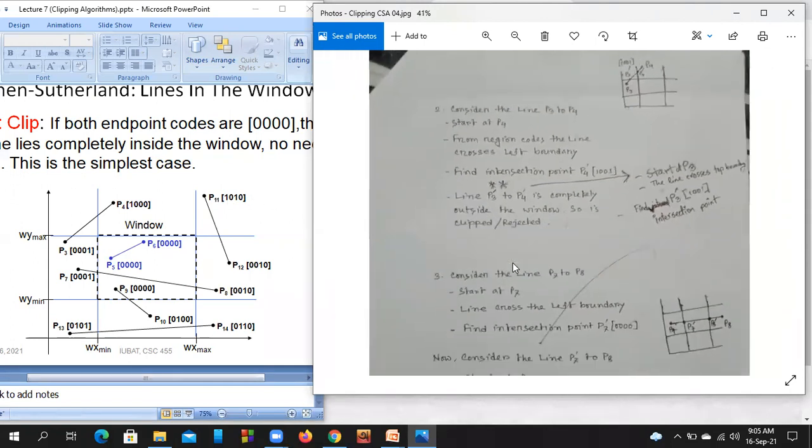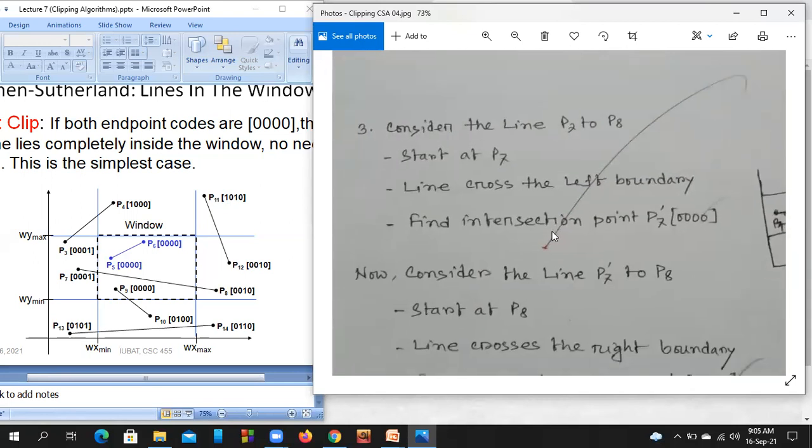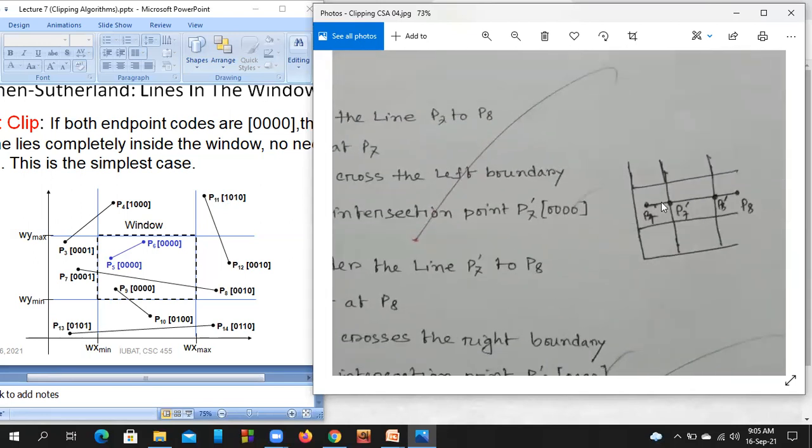And then we consider the line P7 P8, and for P7 P8 we start again with P7, as it starts from P7.